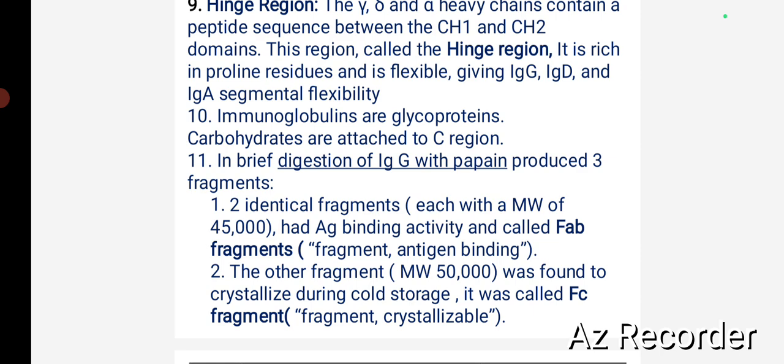Next one, there are totally three fragments. Two fragments are antigen binding fragments, and another one has a molecular weight of around 50,000 and was found to crystallize during cold storage. When we maintain cold conditions, it is in crystalline form. It is called the Fc fragment. Fc means fragment crystallizable.